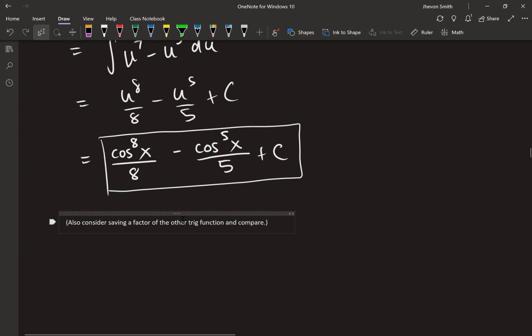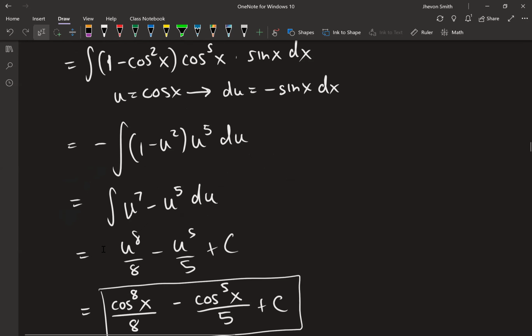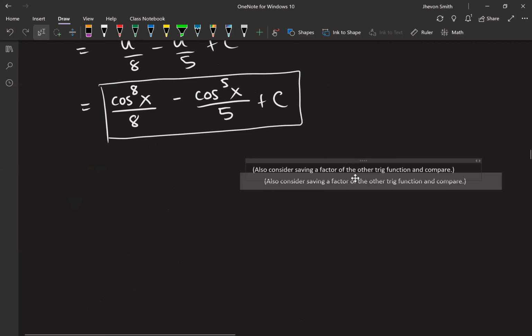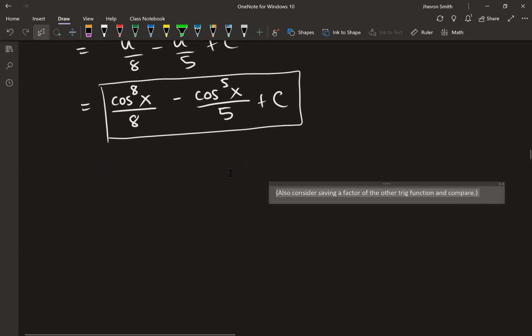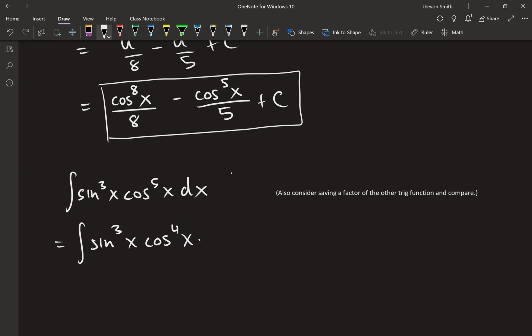Okay, also save a factor of the larger power and compare. So before we had sine cubed cosine to the fifth, right? And we saved the sine. I just want you guys to see what would have happened had you saved the larger power. So sine cubed cosine to the fifth. What if someone decided to save the cosine instead? Would they have gotten the problem wrong? Well, let's see.